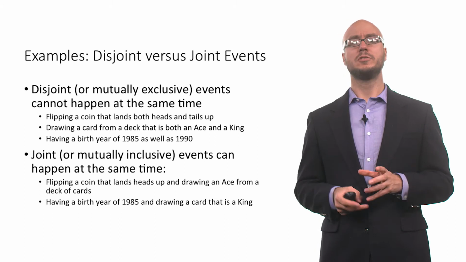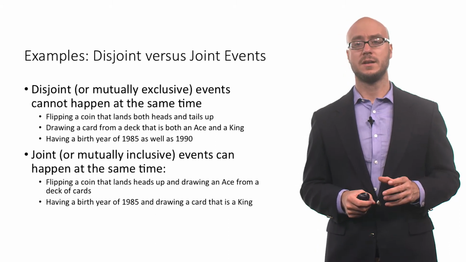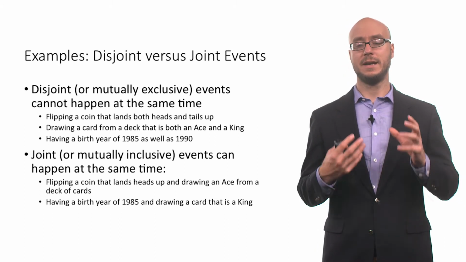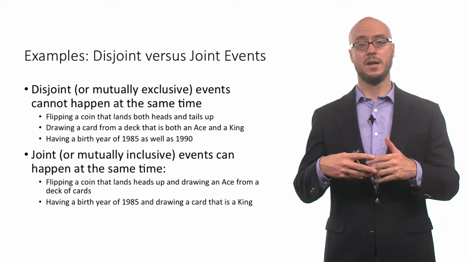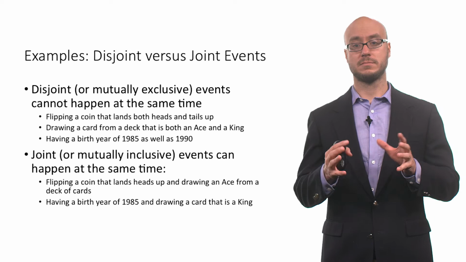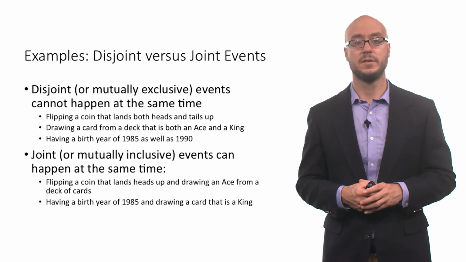Examples of joint or mutually inclusive events are many, and the idea behind joint events, they can happen at the same time. The occurrence of one is compatible with the occurrence of another.